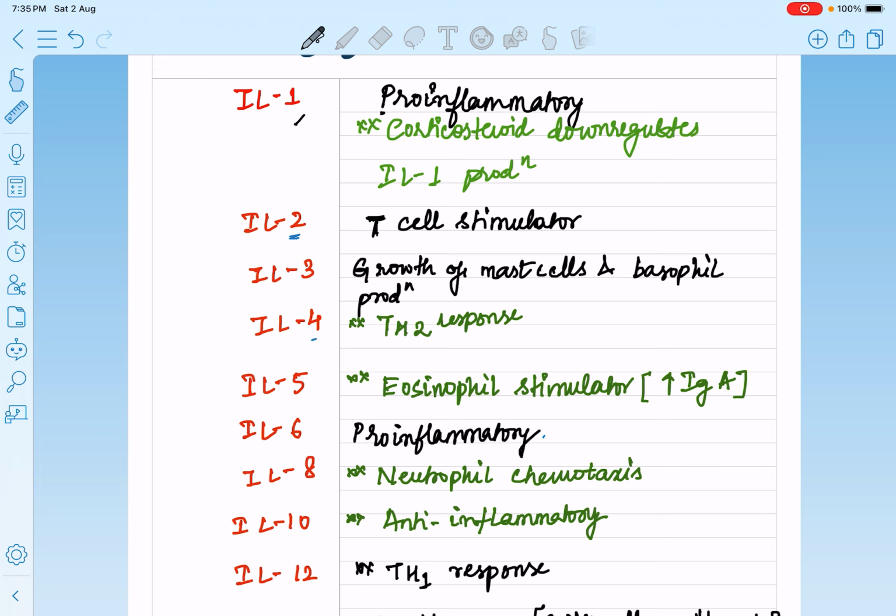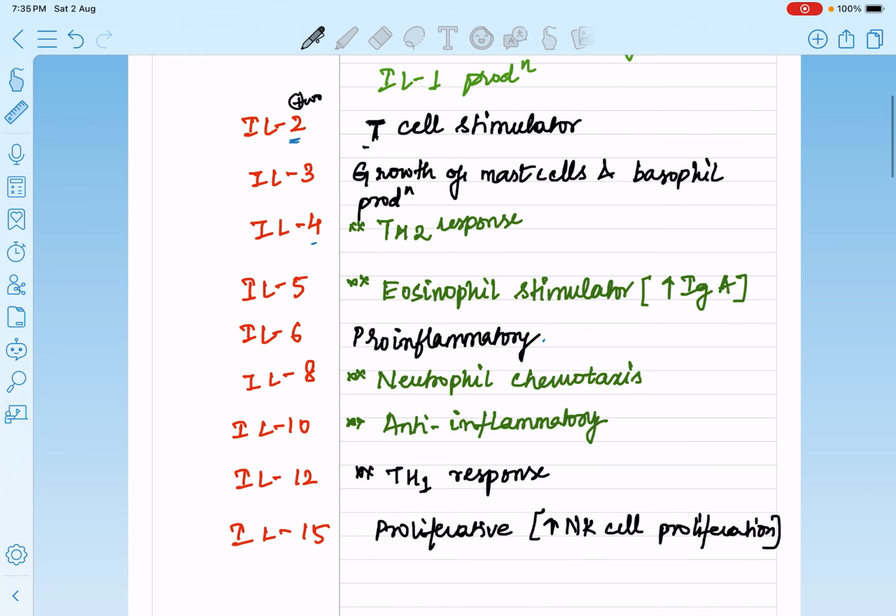IL-2, how will you remember this? 2 starts with T. This is a T cell stimulator. IL-3 causes the growth of mast cells and basophil production. IL-4 will cause Th2 response. Mind you, whatever I have written in green is very important, so you should remember it.